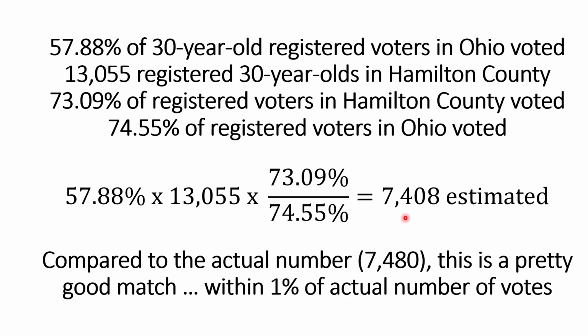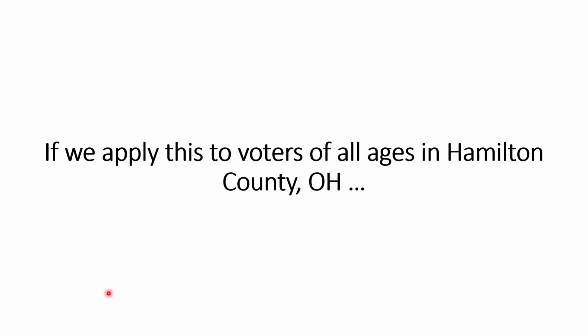This actually compares very well with the actual number of voters, 7,480. The estimate is within 1% of the true number. This works pretty well. Now, there's nothing magic or special about the voting habits of 30-year-olds versus people of other ages, so I could do this for voters of all ages in Hamilton County, Ohio.